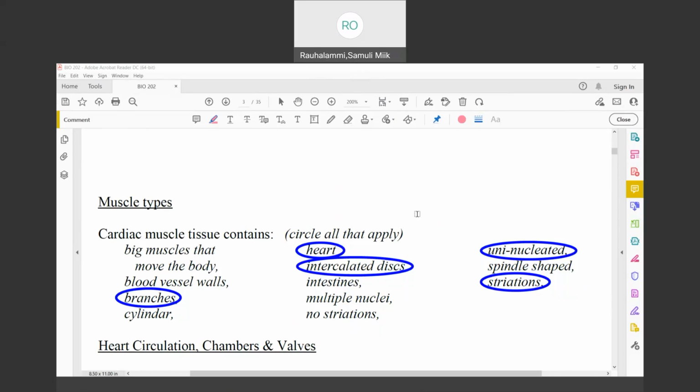And cardiac muscle tissue is, of course, found only within the heart, nowhere else. You remember that that was not under voluntary control, so involuntary. You don't need to stop and think about that, hey, I'm going to have a heartbeat now. It happens automatically.